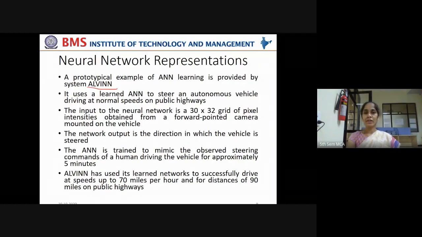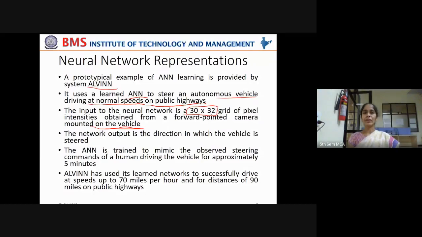Now, it uses a learned artificial neural network in order to steer an autonomous vehicle driving at normal speeds on public highways. Okay, so it uses artificial neural networks in order to steer forward on the public highways. Now, the input to the neural network is a 30 by 32 grid of pixel intensities obtained from a forward pointed camera mounted on the vehicle.